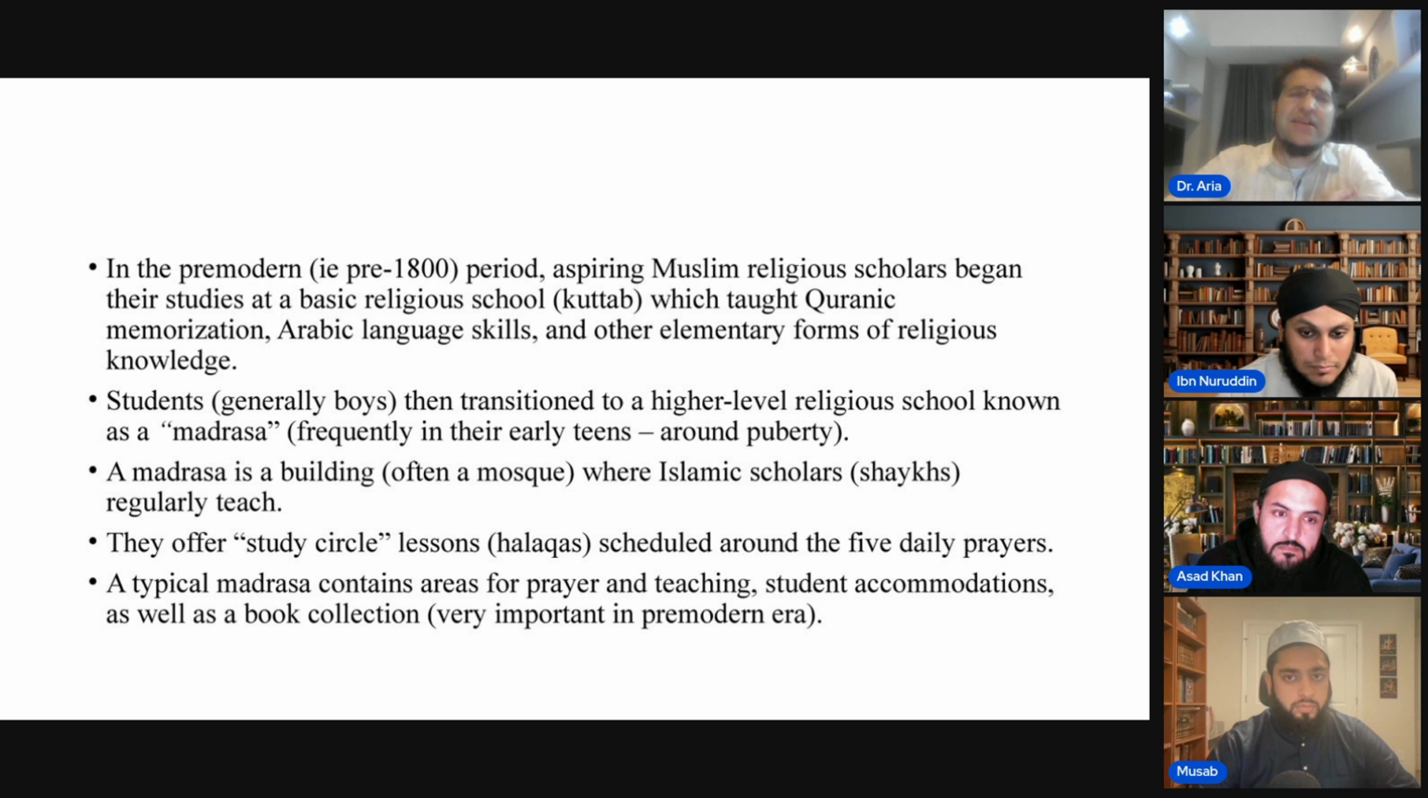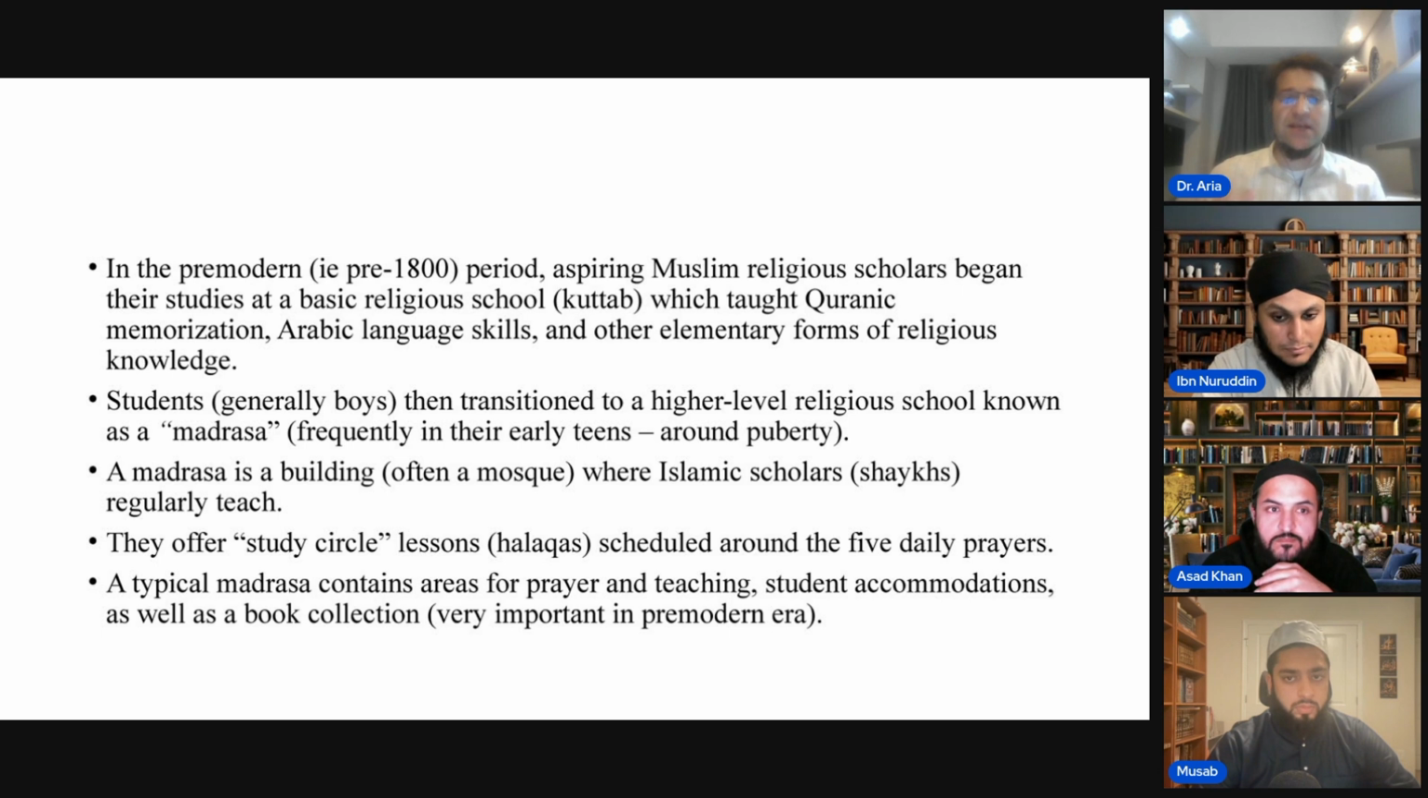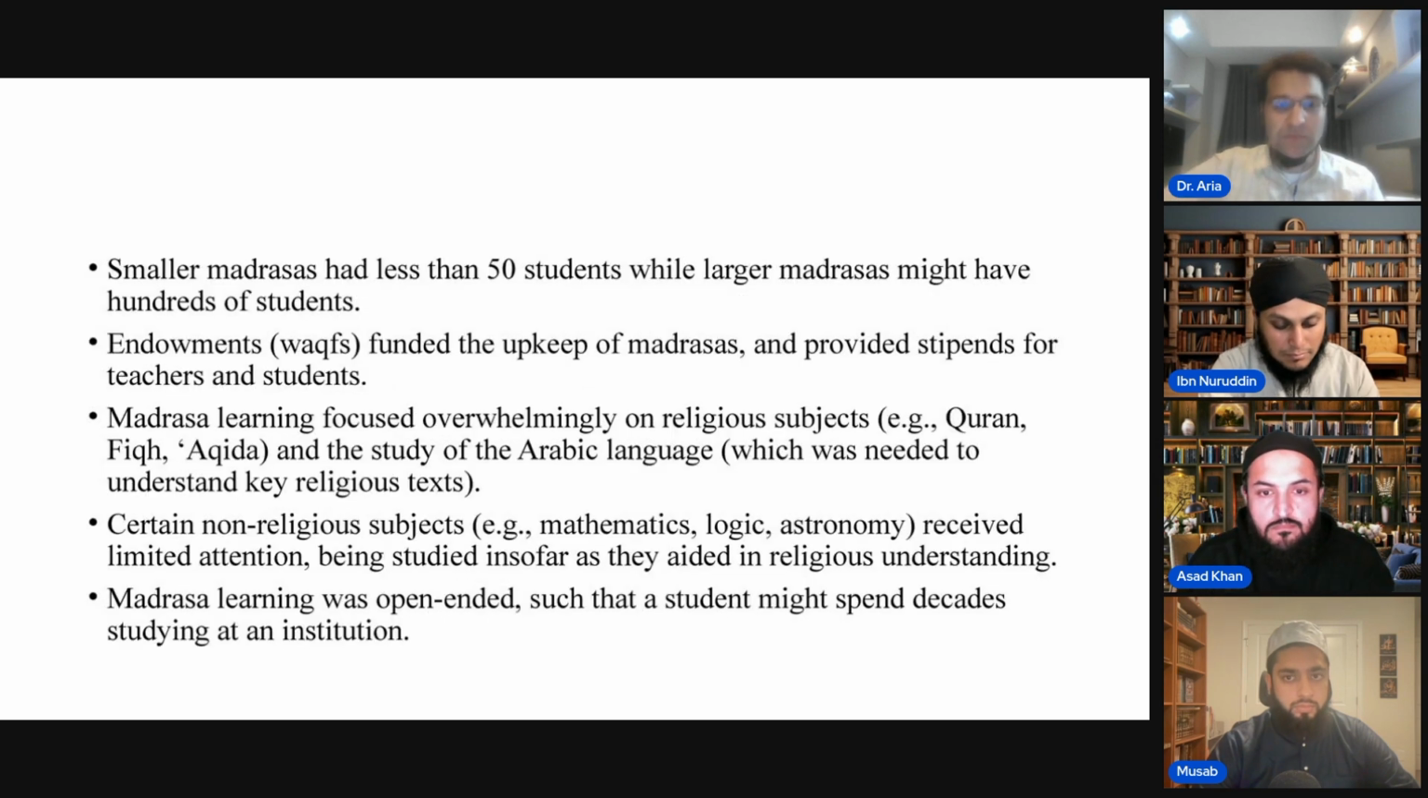Beyond having scholars who teach and an open space for students to sit, a typical madrasa has a place for prayer, even if it's not a mosque itself. It typically has student accommodations, meaning some kind of housing for students, rooms that they can go back to. It also traditionally has a book collection or library, which is quite important in the era before print because books are very rare and expensive commodities that can be very difficult to get your hands on. So these are characteristics of madrasas.